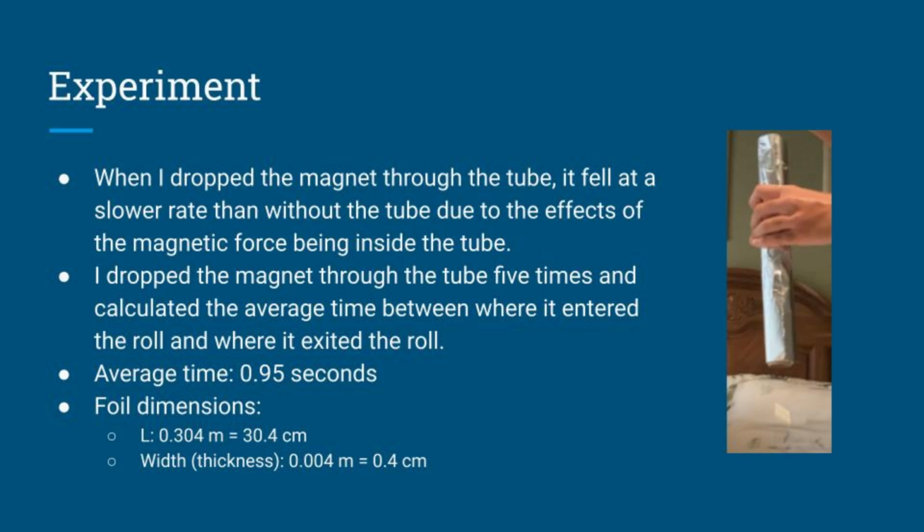I dropped the magnet through the tube 5 times and calculated the average time between where it entered the roll and where it exited the roll. The average time was about 0.95 seconds, which could be due to the dimensions of the aluminum foil, where the foil thickness was less than 1 centimeter and the length being about 30 centimeters.